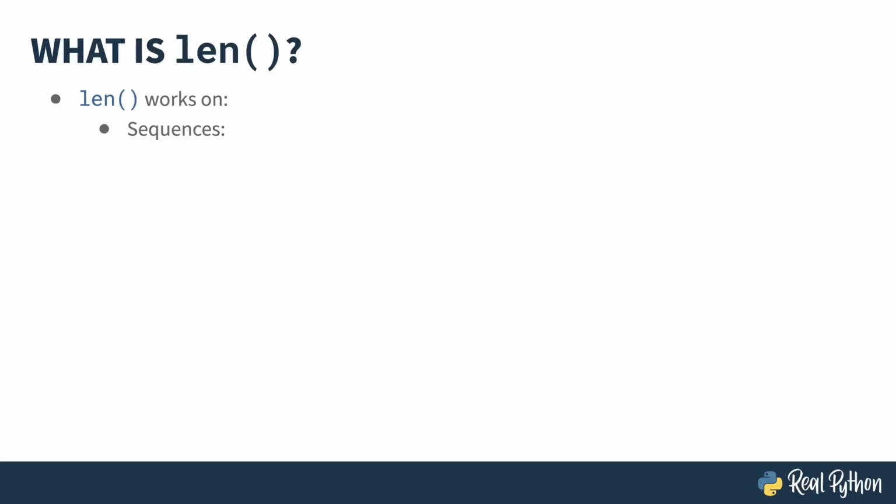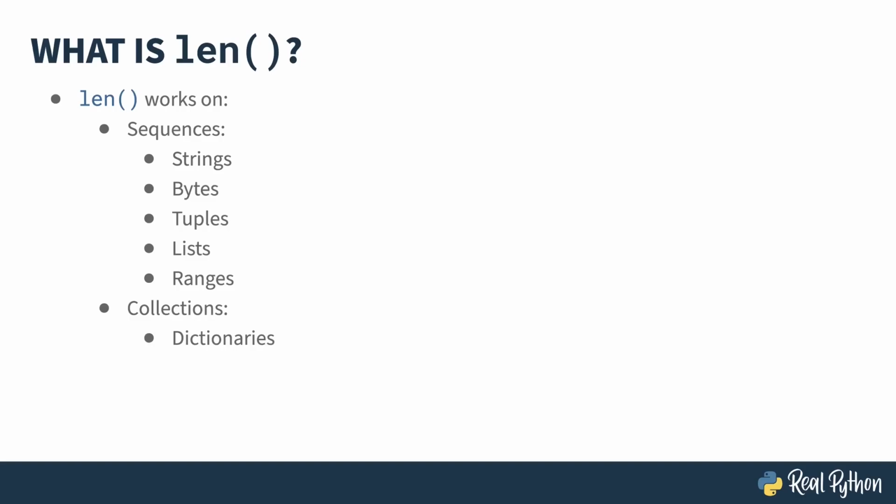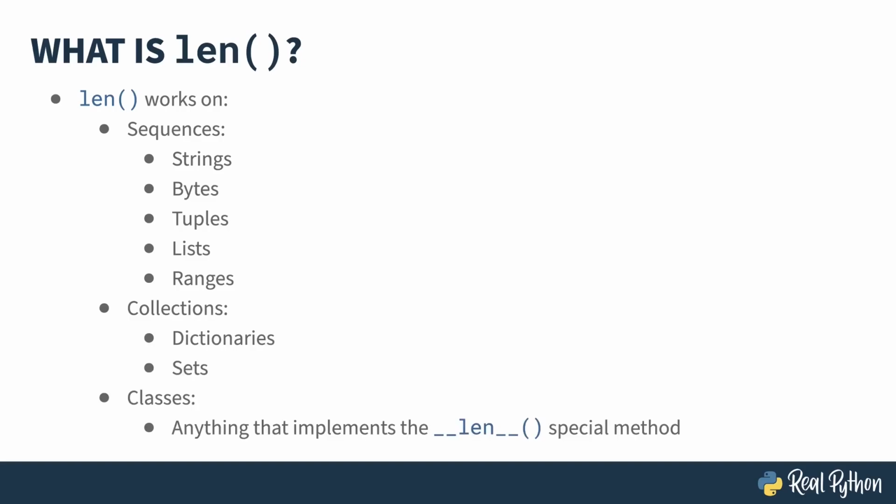Out of the box, len works on sequence objects such as strings, bytes, tuples, lists, and ranges. It also works on collection objects, such as dictionaries and sets. The len function does its magic by calling an underlying special function on a class called dunderlen. So, in addition to all those things I just mentioned, any class that you or anyone else writes can support len if you like.